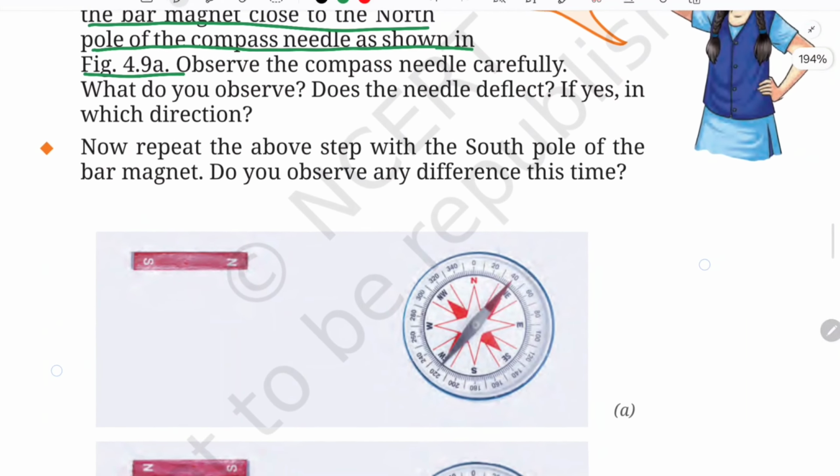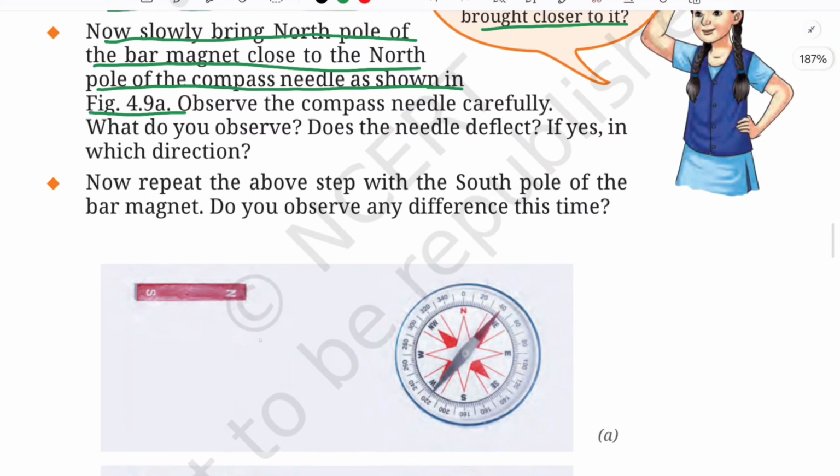See here, this is the first image. Now what we are doing? See, this is the north pole here, isn't it? And this is the magnetic compass. So here it is the north, and here it is the south. Okay, so when we bring this magnetic bar with the north pole closer, north pole, so what happened?